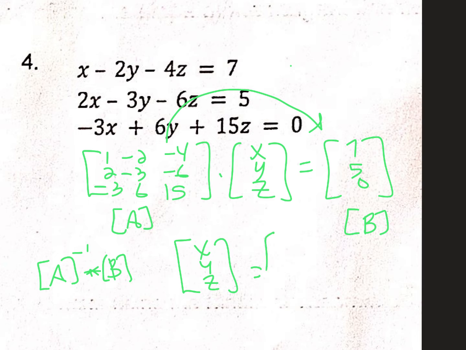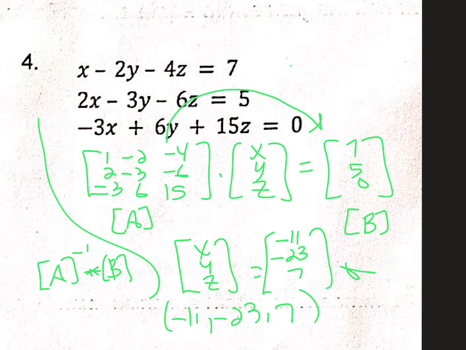And this is what it's given me. It's given me -11, -23, and 7. So that would be your X, Y, and Z for that problem. So you need to write your answer like this, I guess: -11, -23, and 7. And by the way, you can take that, plug it in one of your equations, and double check and make sure it's correct. But as long as you punch your numbers in right, your calculator's not going to mess up for you.